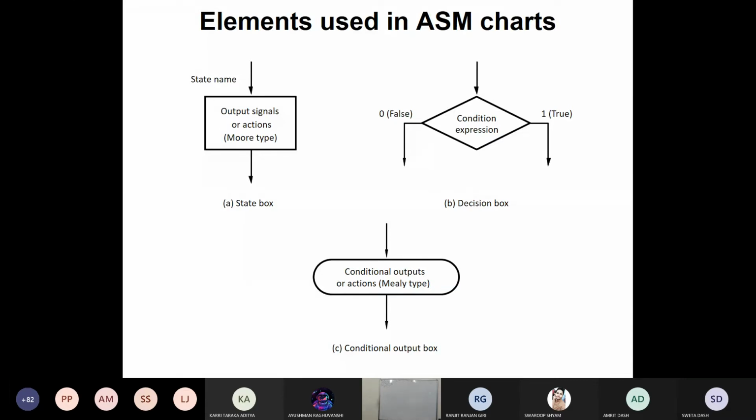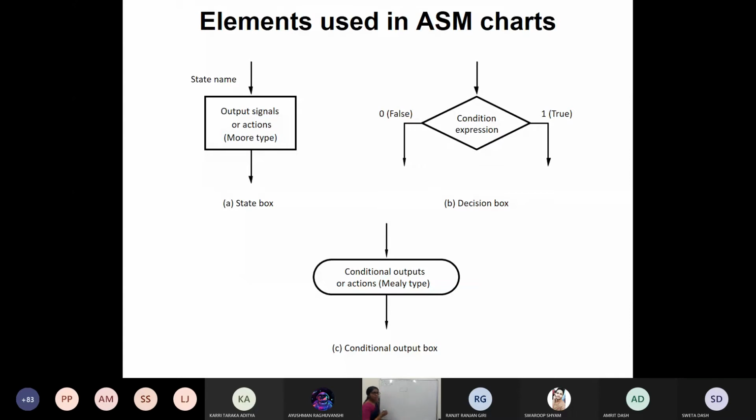Okay, so now let's start with the starting state. So this is our starting state. The shaded one is the starting state. So how am I going to show it? I will show it as a state space box.